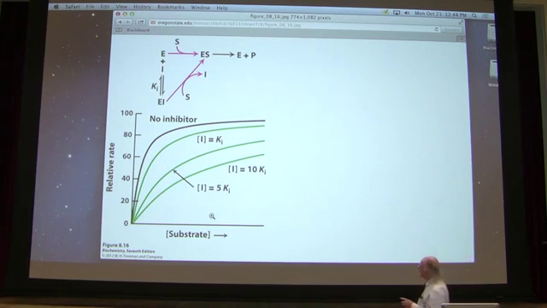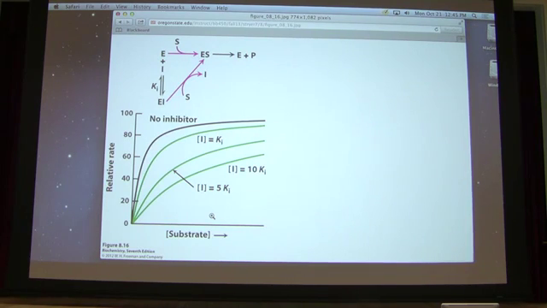If we look at this, what we'll discover is that this green line will eventually reach the black line, and it will reach the same Vmax. The same Vmax. By reaching the same Vmax, how does it reach the same Vmax? It's an inhibitor, right? Well, it turns out it's a competitive inhibitor.